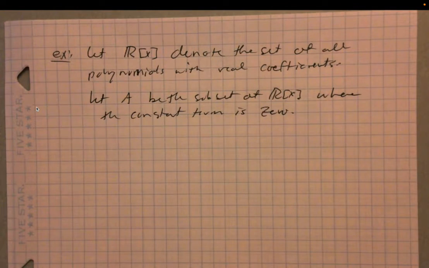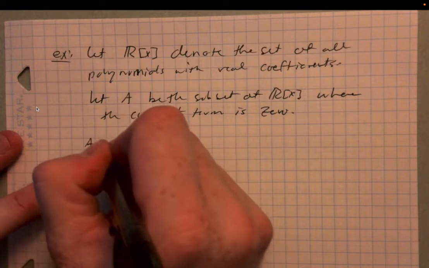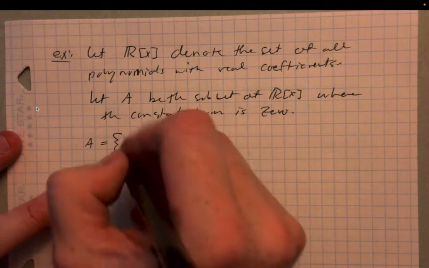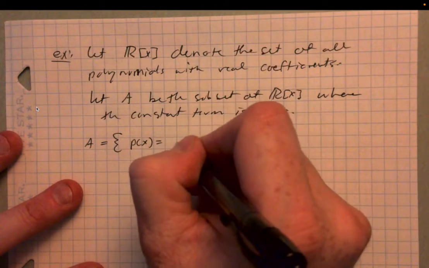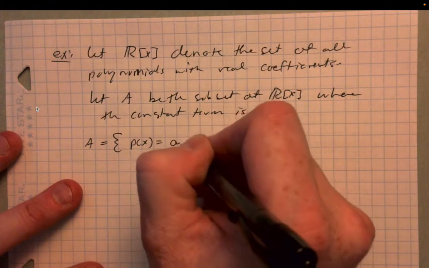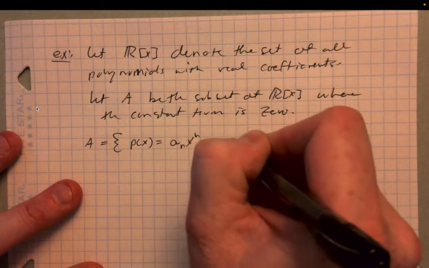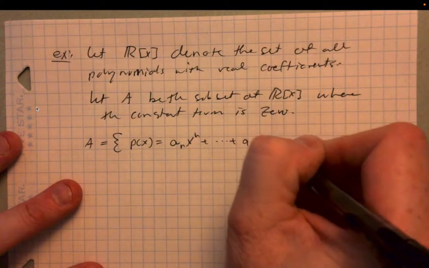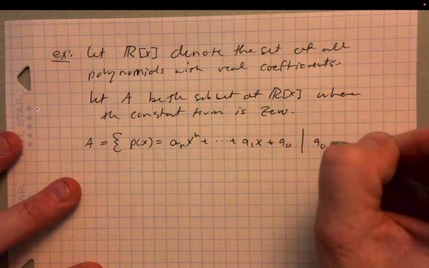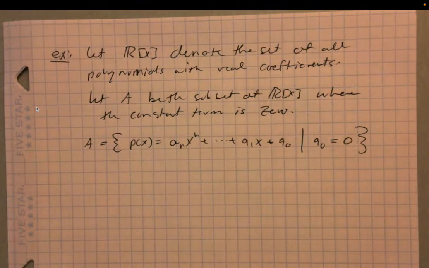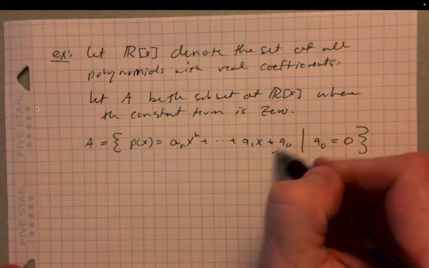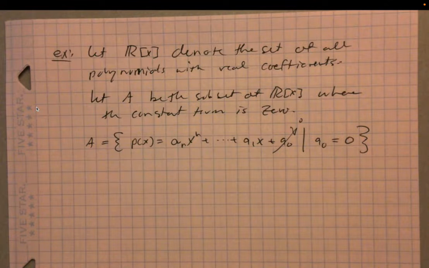Okay, so A would be equal to the set of polynomials in x. Well, I'm just going to write it out here. So this would be like a_n x^n plus ... plus a_1 x plus a_0, such that a_0 is equal to 0. Right, that's one way to draw it. Right, that's A. So it's a subset of all these polynomials where this guy here specifically is 0.